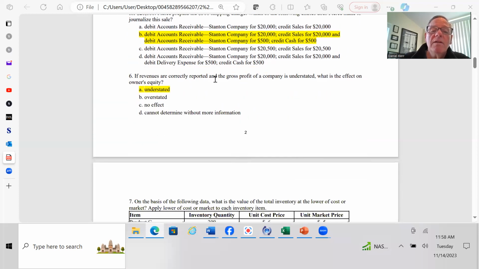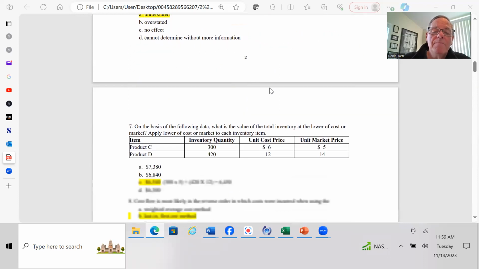If revenues are correctly reported and the gross profit of a company is understated, well, if you understate gross profit, what is the effect on owner's equity? Well, remember the multiple step income statement, understate gross profit. Therefore, you just do a couple more subtractions there. If you understate gross profit, you're also going to understate net income, which means you're going to understate owner's equity. So the answer there is A, as in apple.